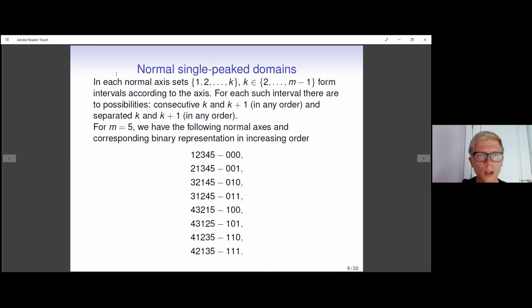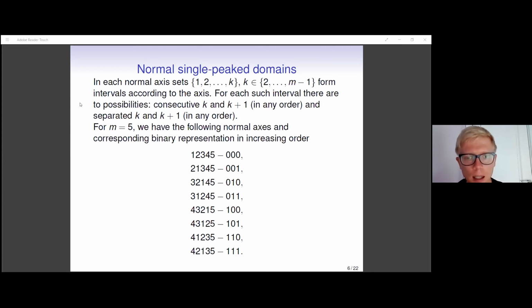To do this, I want to define normal single-peaked domains and normal single-peaked preference profiles. The definition is the following. If the order 1, 2, 3, etc. up to m belongs to the domain, this domain is normal. If the first preference order of a preference profile is 1, 2, 3, and so on up to m, then this preference profile is normal. So I consider only domains and preference profiles with the order 1, 2, 3, 4, up to m.